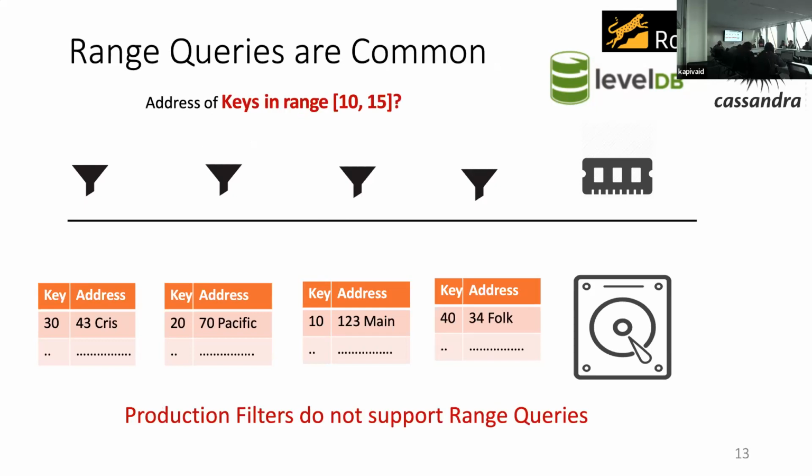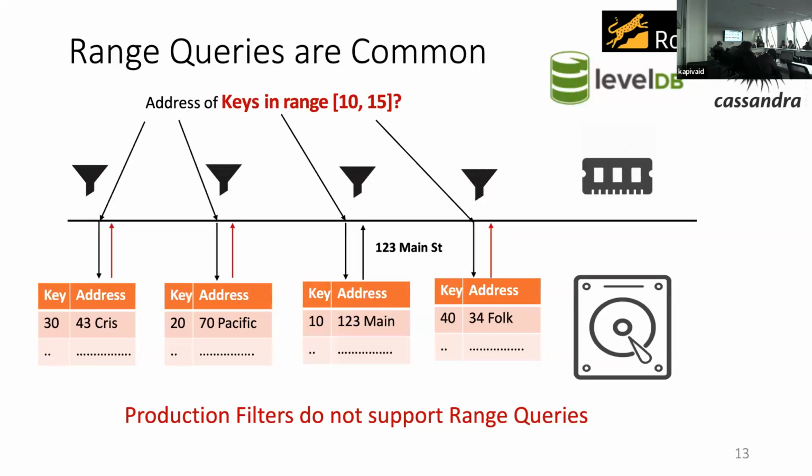So these production systems also support range queries, which are queries such as: are there keys in a particular range, say 10 to 15? And the filters that are implemented in these production systems do not support range queries. So what ends up happening is the system bypasses them and simply reads all of the blocks. And we have the same problem where we are doing a lot of unnecessary block reads.